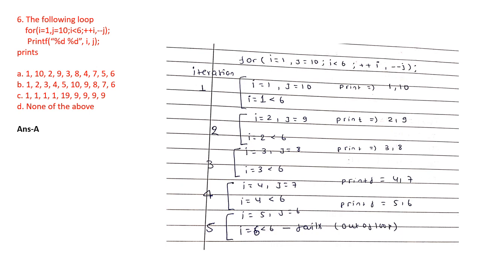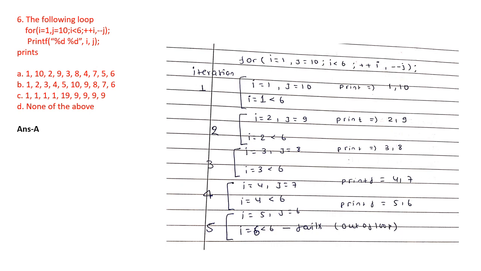So the value will be 2 and 9. In the solution we can see it is 2 and 9, and it will check for 2 also. 2 is less than 6, yes, it is true. So it will print 2 9. It will continue till i becomes 6. When i becomes 6, 6 is less than 6 fails, and it will get out of the loop. It will print 1 10, 2 9, 3 8, 4 7, 5 6. So the answer will be A.